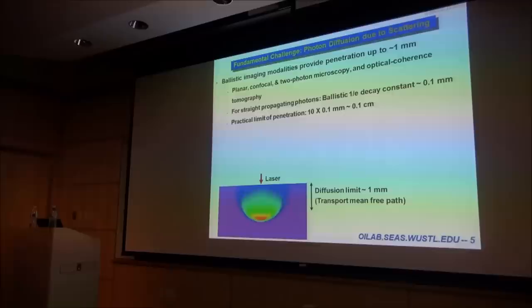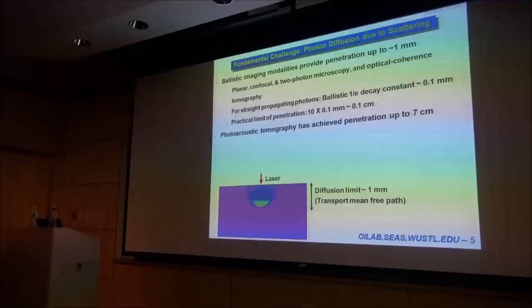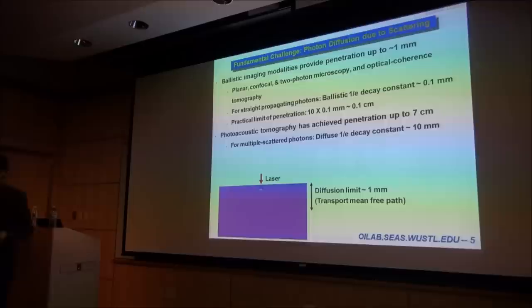Using photoacoustic tomography, we try to overcome this issue. You have to use multiply scattered photons to penetrate deep in scattering tissue. We've demonstrated up to 7 centimeters in vivo. In an ex vivo situation, you can even go deeper, like 8 centimeters so far. The reason is that we don't depend on ballistic photons. We're using multiply scattered photons to penetrate.